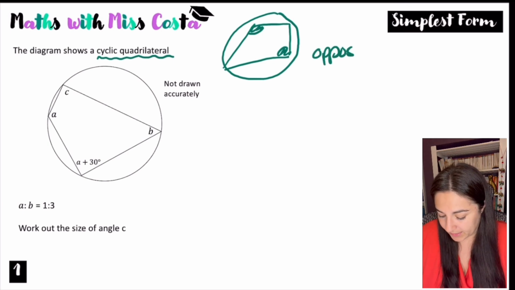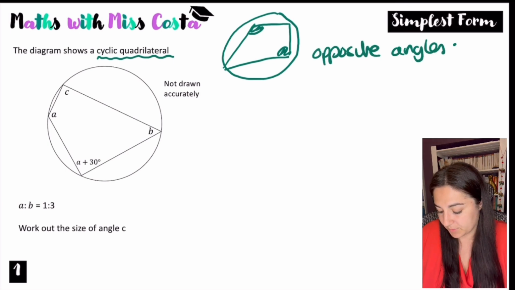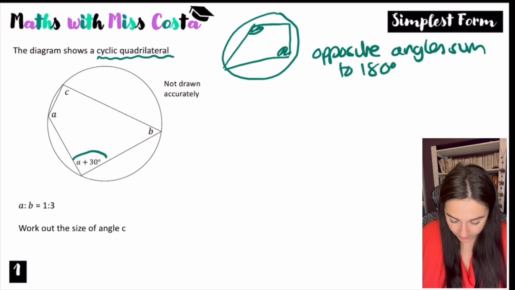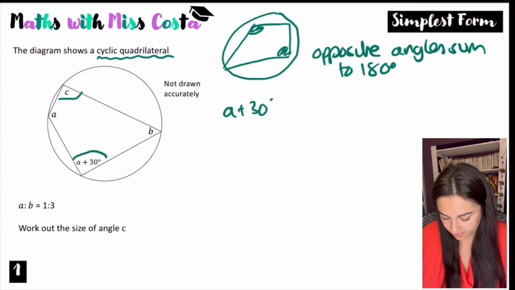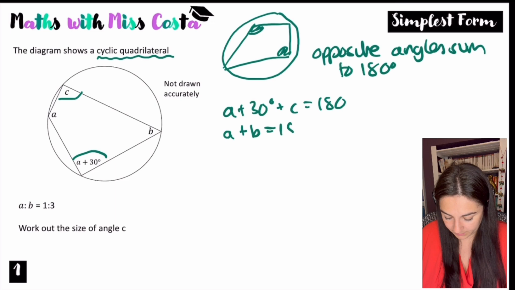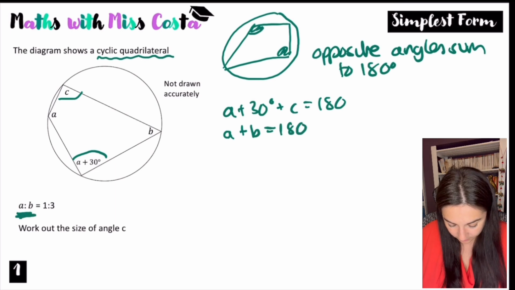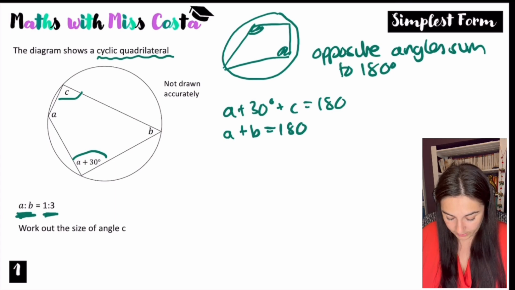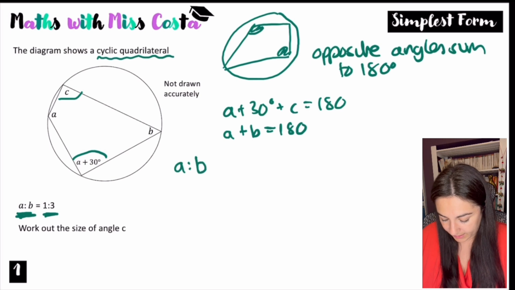So opposite angles sum to 180 in a cyclic quadrilateral. So therefore we know that A plus 30 plus C must equal 180, and we know that A plus B must equal 180. Now we know that the ratio of A to B is 1 to 3, and we also know that A plus B makes 180. So therefore we need to split 180 into the ratio 1 to 3.